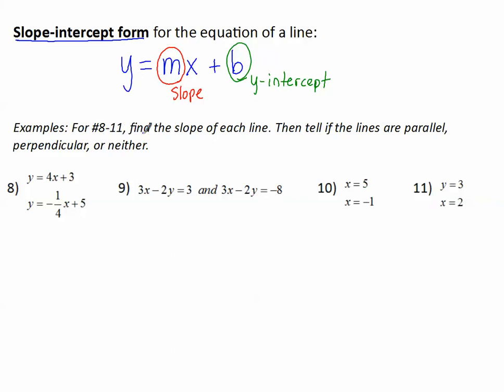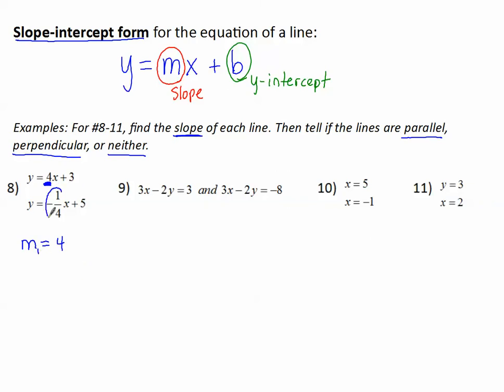For numbers 8 through 11, find the slope of each line. So that's first. Then tell if the lines are parallel, perpendicular, or neither. Remember, when it's in slope-intercept form, the coefficient of the x, the number multiplied to the x, is the slope. So in the first one, y equals something x plus something. The first slope is 4. I'm going to call that slope of line 1 since it came first.